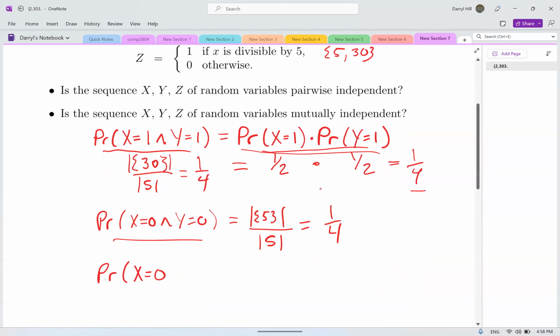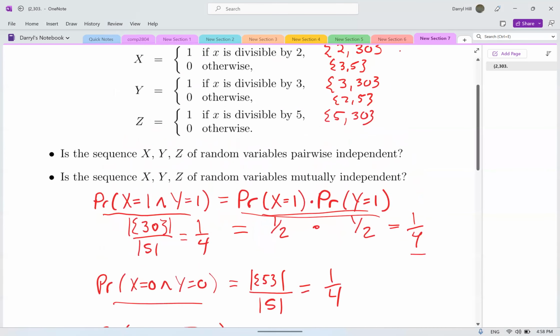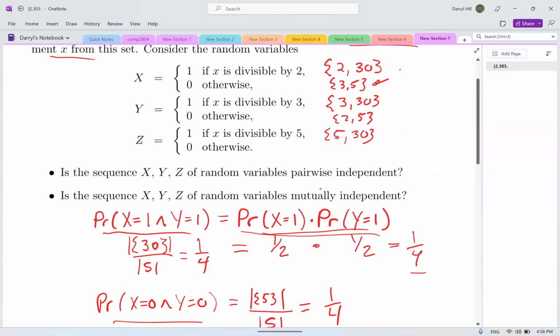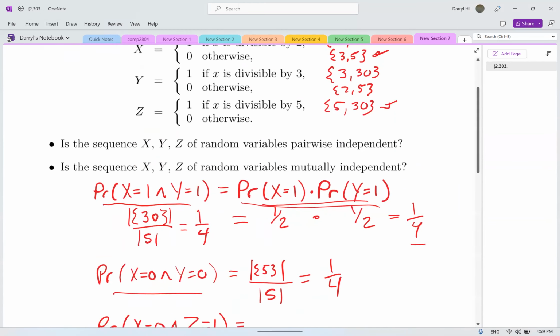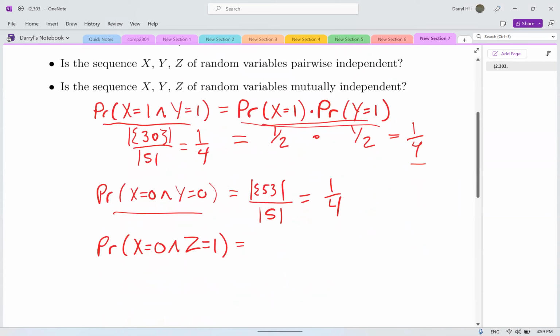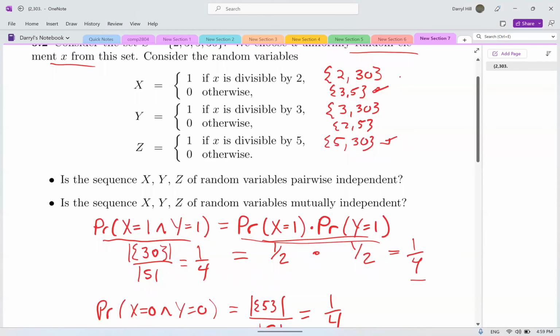X equal to 0, and well, let's say Z equal to 1. What's in that? Well, X equal to 0 is 3 and 5. Z equal to 1 is 5 and 30. They have 5 in common. So yeah, this is equal to this one outcome over the size of the sample space, which is 1/4. So yeah, and then the rest are all symmetric. Okay, so these 3 random variables are pairwise independent.